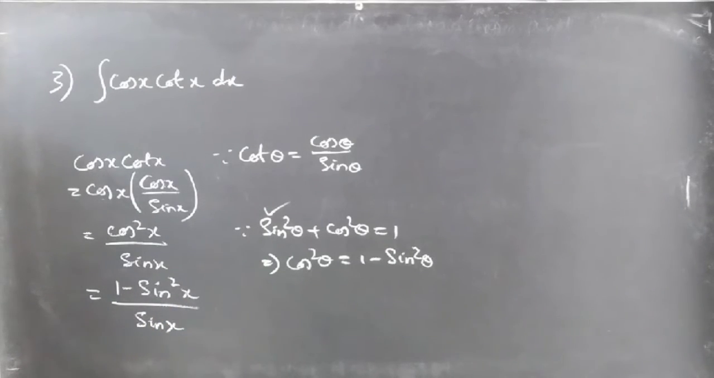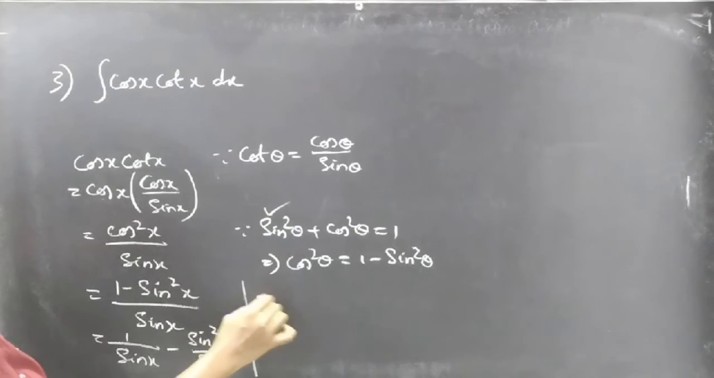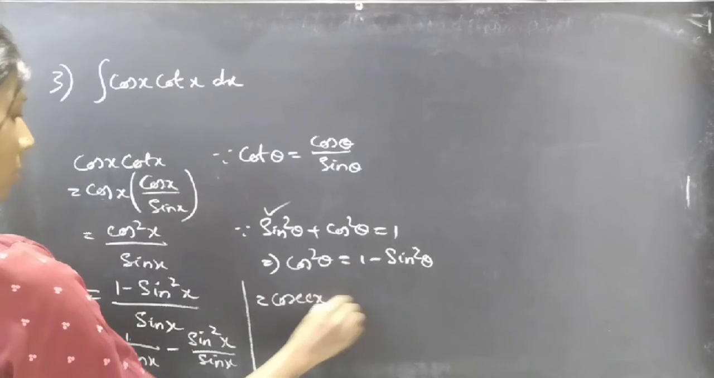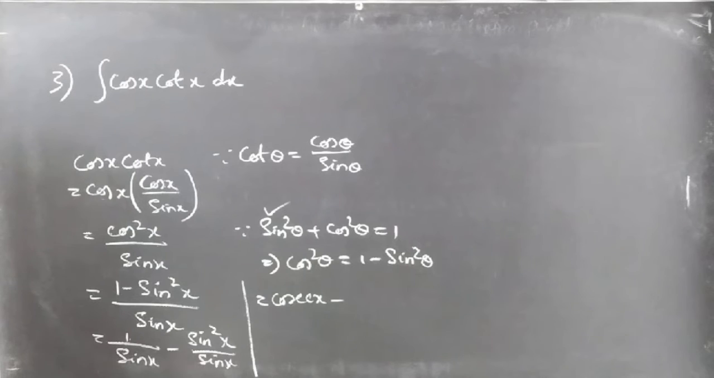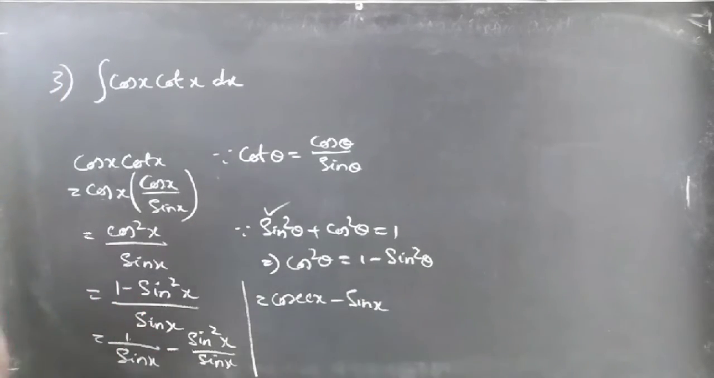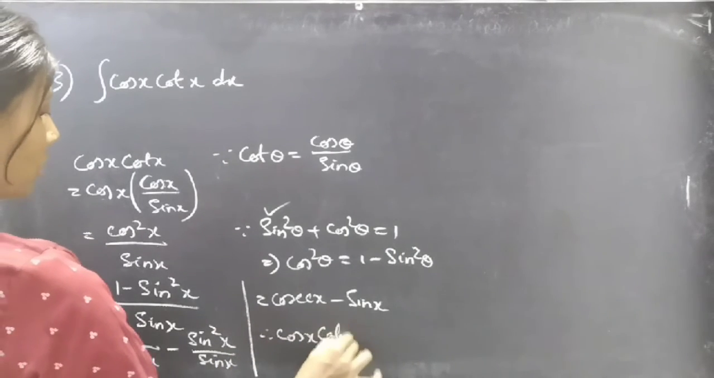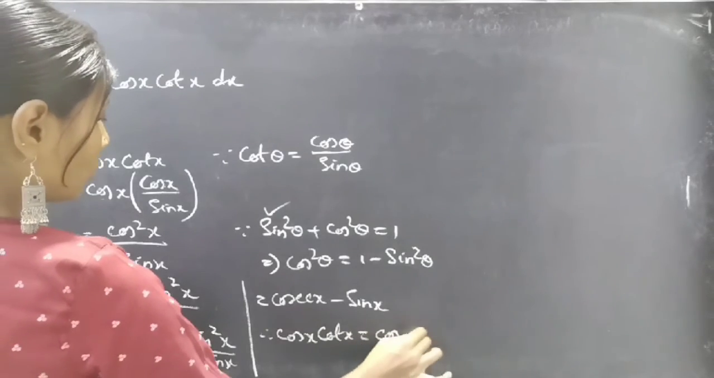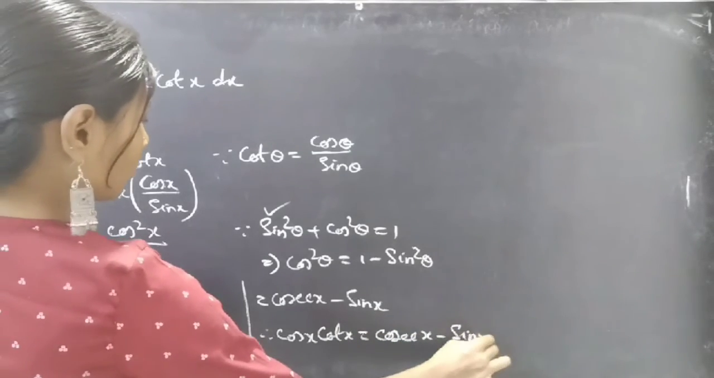In the numerator you are having two terms and in the denominator you are having one term, so we can split this into two terms, say 1 by sin x minus sin square x by sin x. The reciprocal of sin x is cosecant x, minus, sin x gets cancelled from the numerator and the denominator, you'll get minus sin x. Therefore, cos x into cot x equal to cosecant x minus sin x.